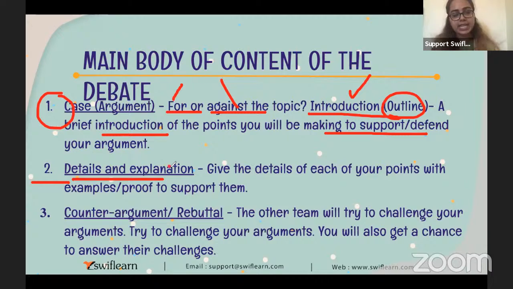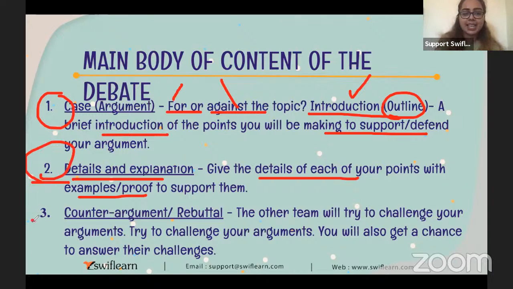So in details and explanation, you are going to give extreme details about your point with examples and proof. When I say details, I don't just mean define what your point is or just explain in your own words. No, you have to give examples and proof, because whenever you come with proof, that's how you win an argument. It's just like in court, right? Every lawyer requires proof to support somebody, to help somebody win. Same way, think of yourself as that lawyer. You need proof as well to support your argument. So that's what you have to do over here. You have to support your argument.